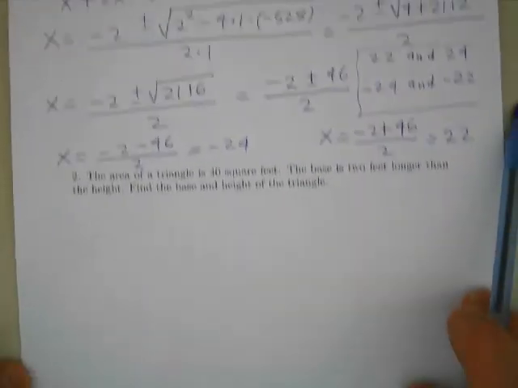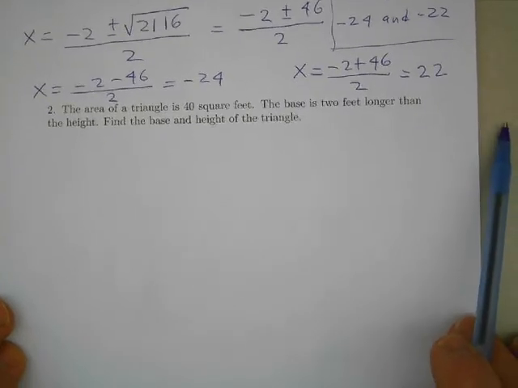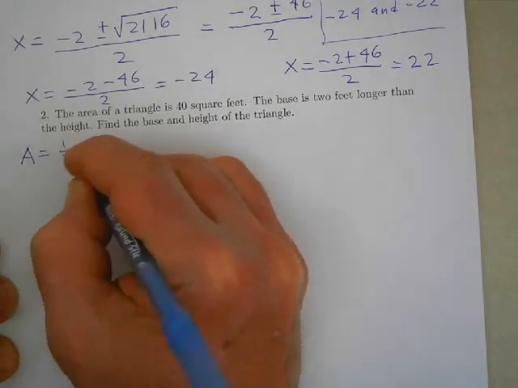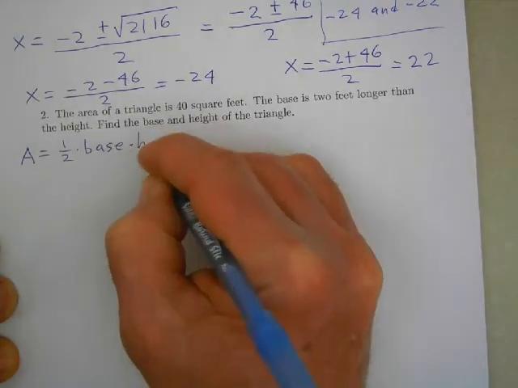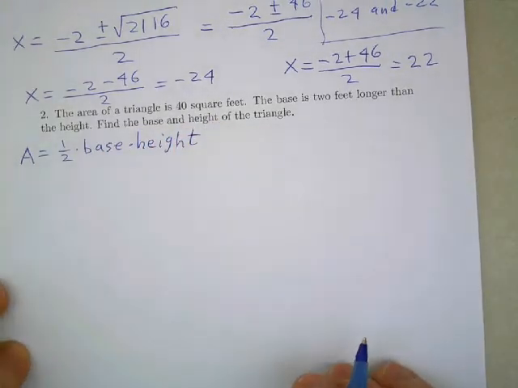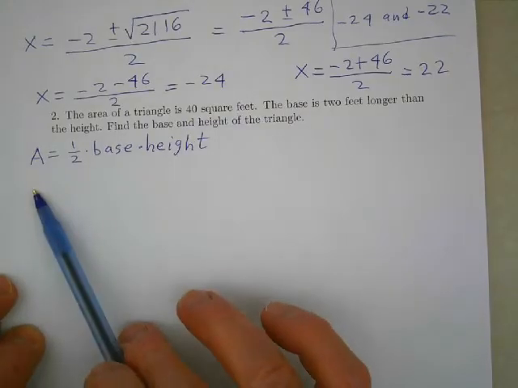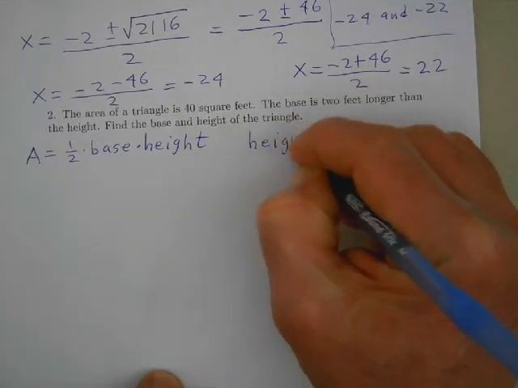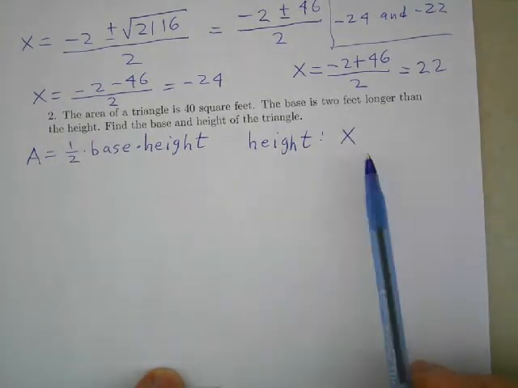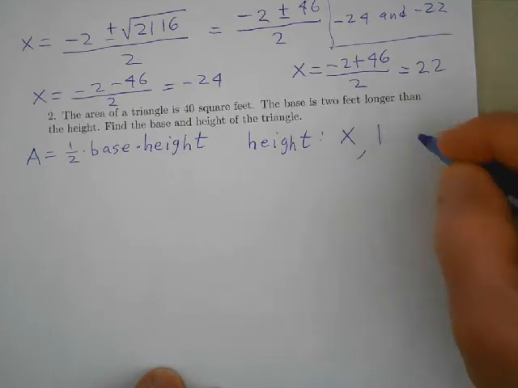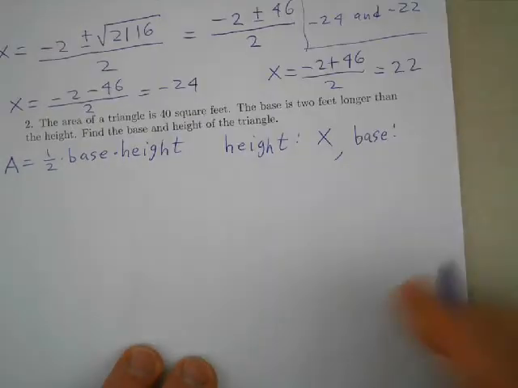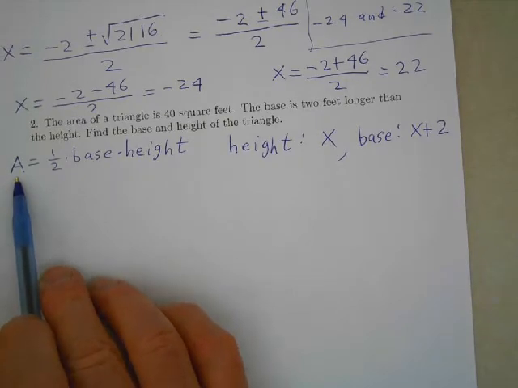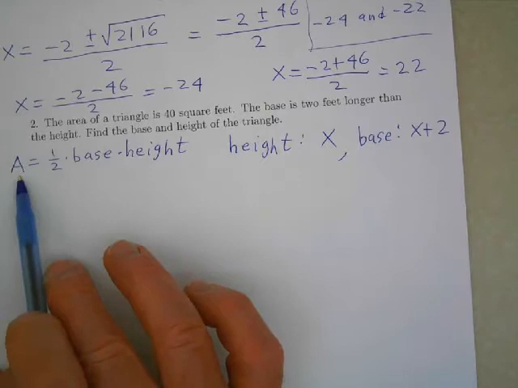Okay, in the next problem, it says the area of a triangle is 40 square feet. Remember that for a triangle, the area is 1/2 times the base times the height for any triangle. We're told that the area is 40 and the base is 2 feet longer than the height. So we can pick a variable to represent the height. Say the height is x feet, and the base is 2 feet longer, so the base will be represented by x plus 2. And so we just use the formula for the area of a triangle and the fact that the area of this triangle is 40 square feet.